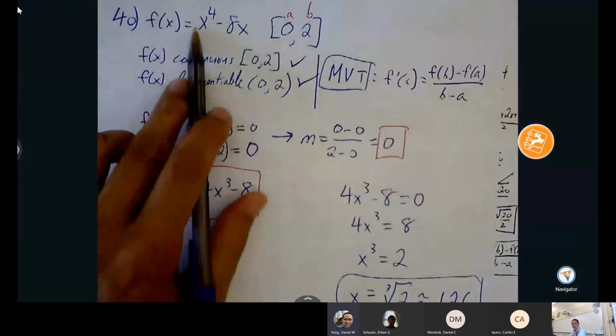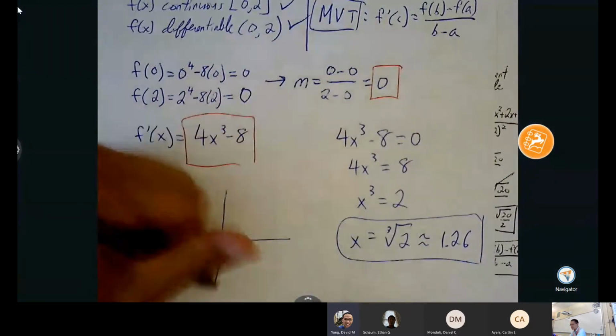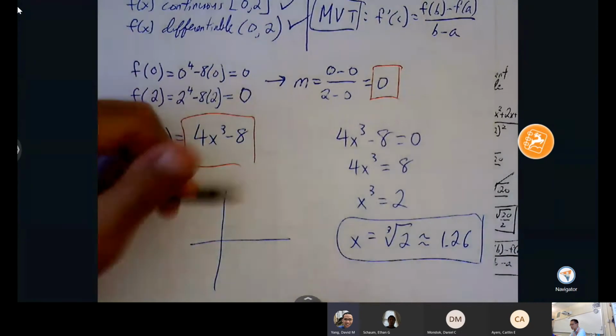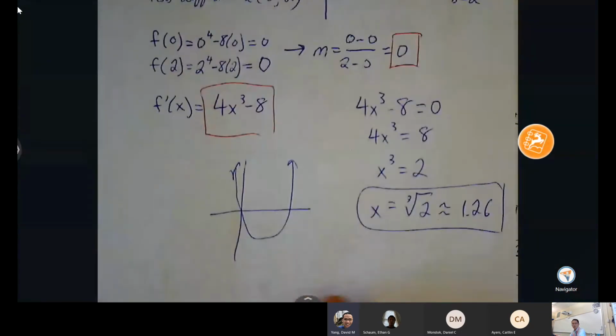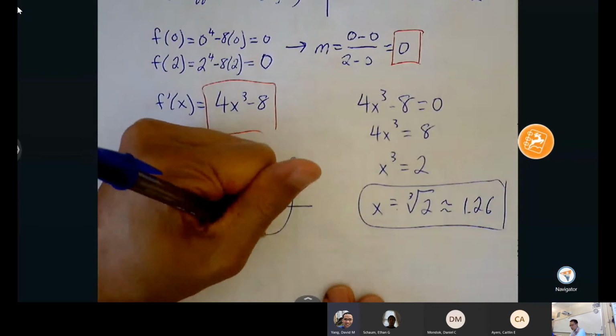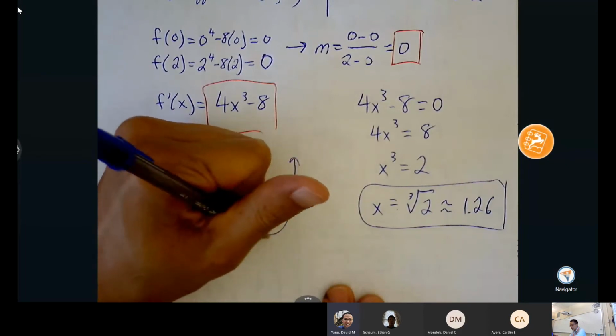So our graph looks something like this. And what we found here was we're able to locate where that slope is 0.